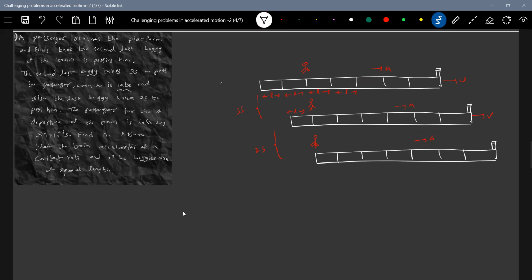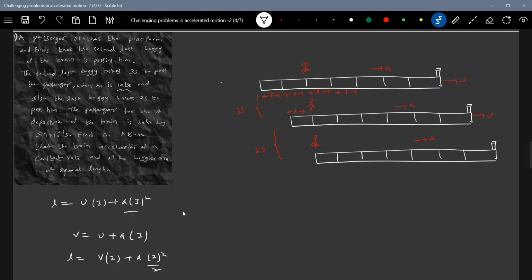Shall we write the equations of motion? L is equal to u into 3 plus a into 3 squared by 2. That is one equation. And further, v equal to u plus a into 3. Then again, for this particular bogie to pass through it, what is L? L is equal to v into 2 plus a into 2 squared by 2.